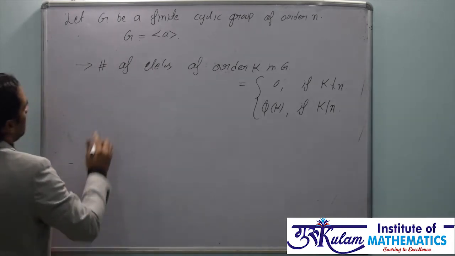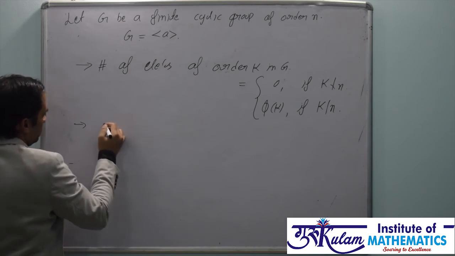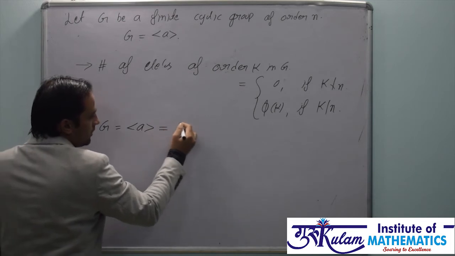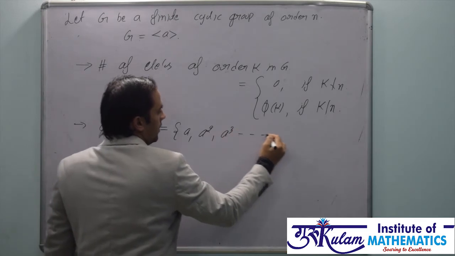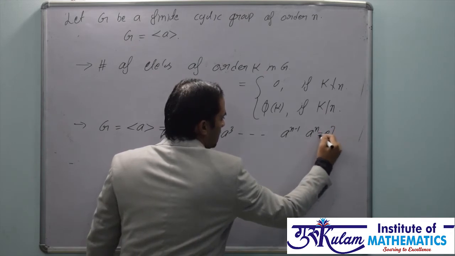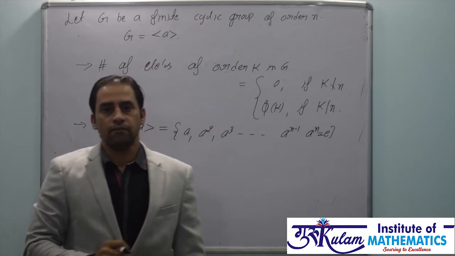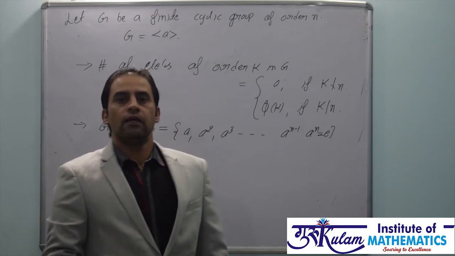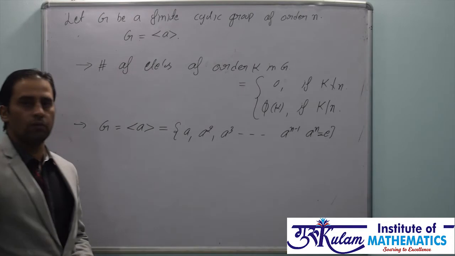And also, since a is the generator of G, so G is generated by a. So this implies G must be of this form: a, a square, a cube, up to a to the power n minus 1, a to the power n is equal to identity, where a to the power k is a star a, k times, where star is the binary operation in G. That is, we are operating a, k times with respect to the operation of G. So your group is this one.